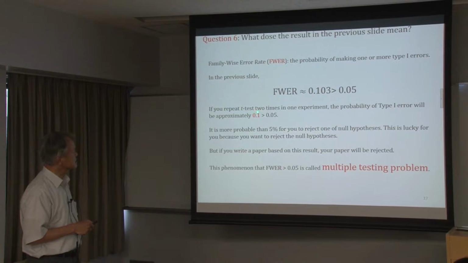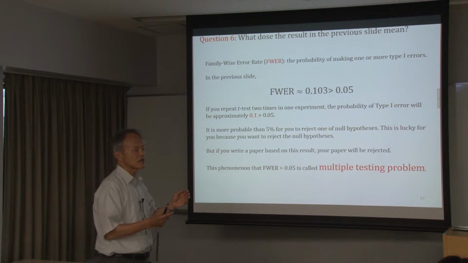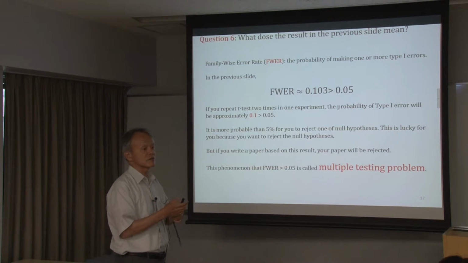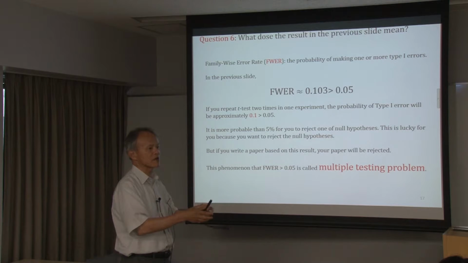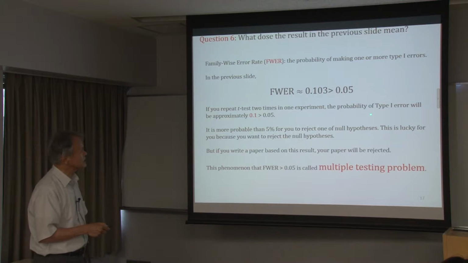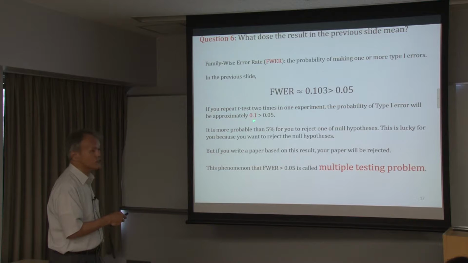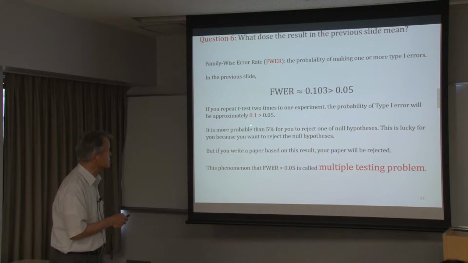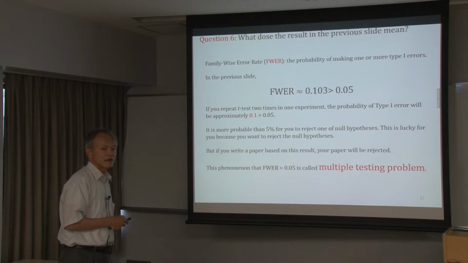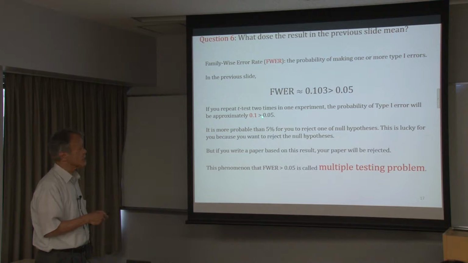So if we repeat the t-test 2 times in one experiment, as some of you will do in your paper, in this case, the probability of type 1 error will be approximately 0.1. I made a mistake. This is 1 in your manuscript, but this should be 0.1. Okay, page 17. This value should be 0.1. And it is larger than 0.05.